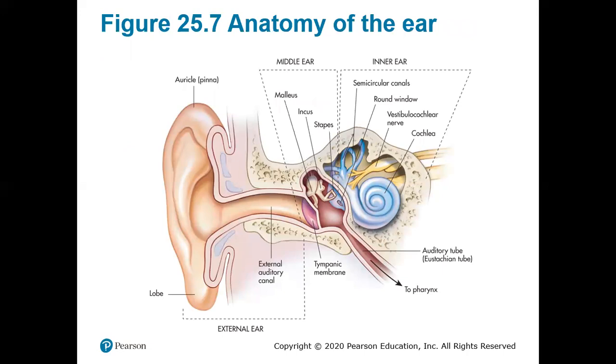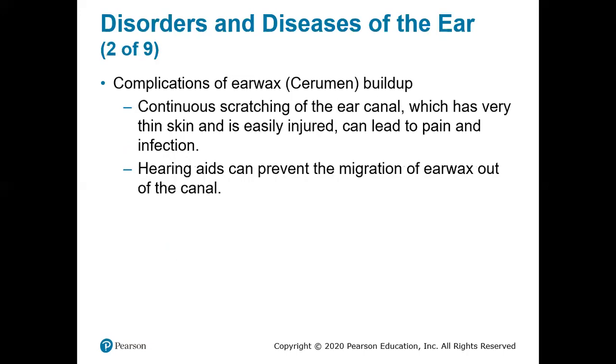Figure 25.7 is illustrating the anatomy of the ear. That figure is found on page 389 in the textbook. The continuous scratching of the ear canal, which has very thin skin and is easily injured, can lead to pain and infection. Hearing aids can prevent the migration of earwax out of the canal.